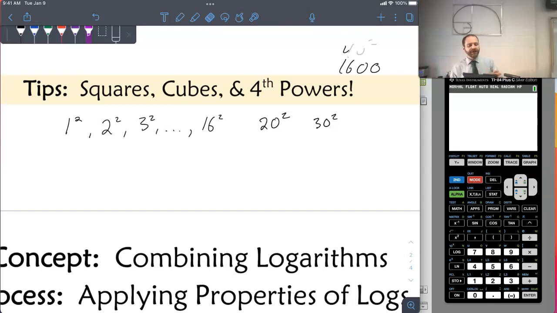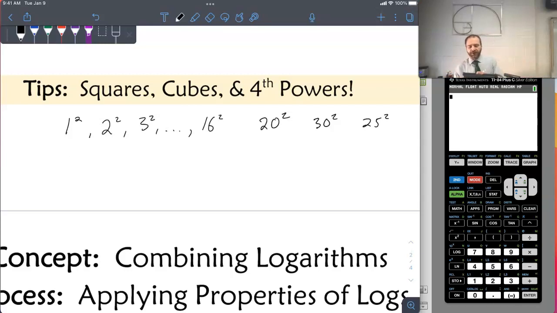So you should know anything that ends in a 0 as well. Memorized. When I say memorized, be able to find them fast. Really, really fast. 25 squared pops up a lot. That's 625. You've probably seen in this video, it's popped up a couple times already. Those are the ones you really should know.